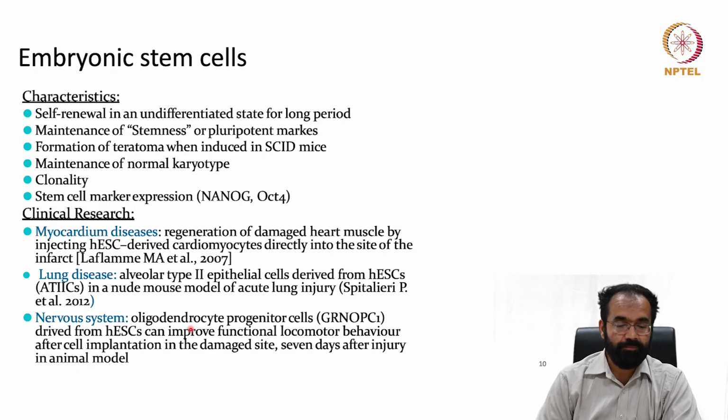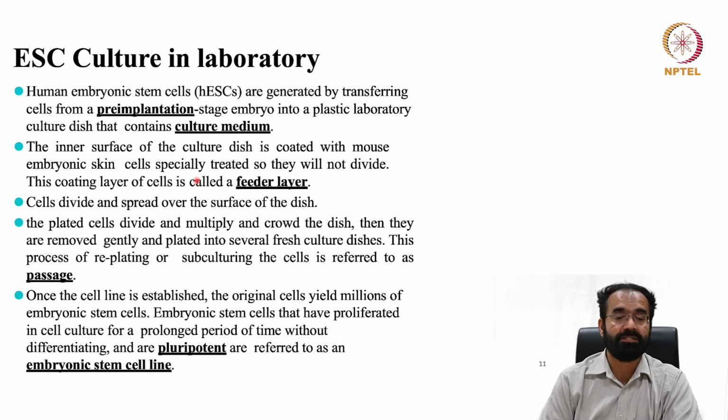And in the nervous system, to fix the nervous system, oligodendrocyte progenitor cells derived from human embryonic stem cells can improve functional locomotor behavior after cell implantation in the damaged site, 7 days after injury in the animal model. So these are all the different researches that have been done using human embryonic stem cells.